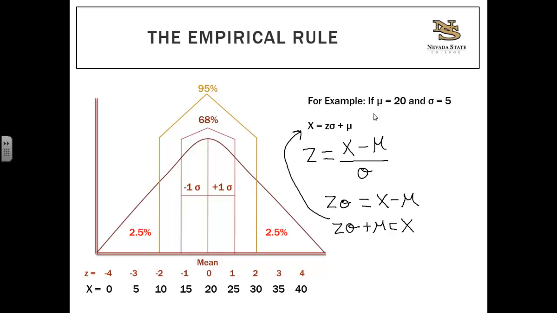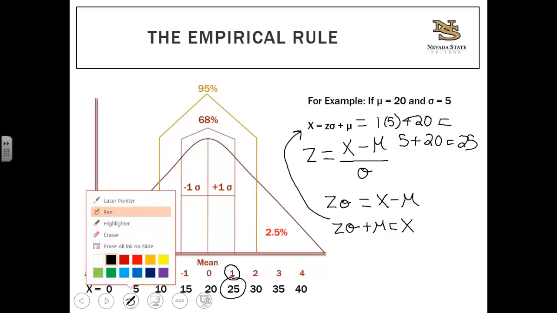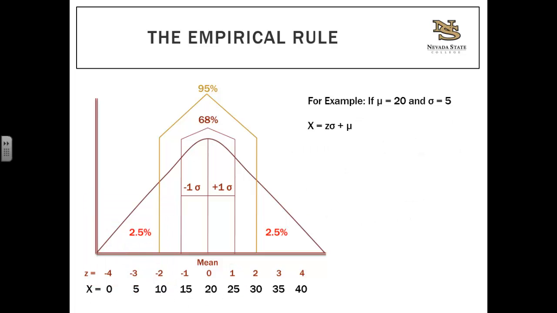So what I did was I said, okay, if we had a distribution with a mean of 20 and a standard deviation of 5, for example, I went ahead and filled out all the x values that correspond to all the z-scores that are labeled here. For example, if I wanted to figure out the x value for a z-score of 1 using this formula, I could say 1 times the standard deviation of 5 plus the mean of 20 equals 5 plus 20, 25 is the x value. I did that for all the values here.